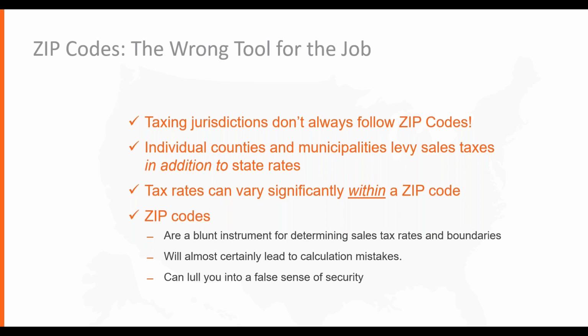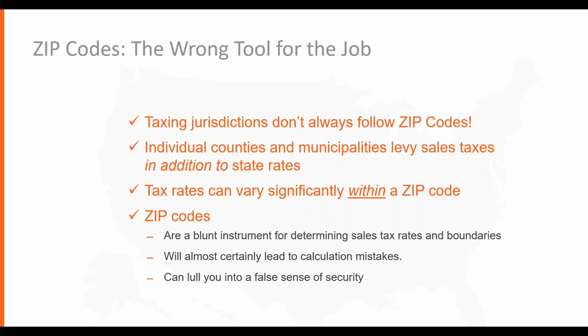If you get nothing out of this webinar, I want everyone to realize and be aware how zip codes are not always accurate. They're not going to determine product taxability, and typically most accounting packages are just doing a zip code lookup. So taxing jurisdictions don't always follow individual zip codes. You can have municipalities and local counties that can have their sales tax in addition to the sales tax for the state level. Tax rates can vary significantly within a zip code.